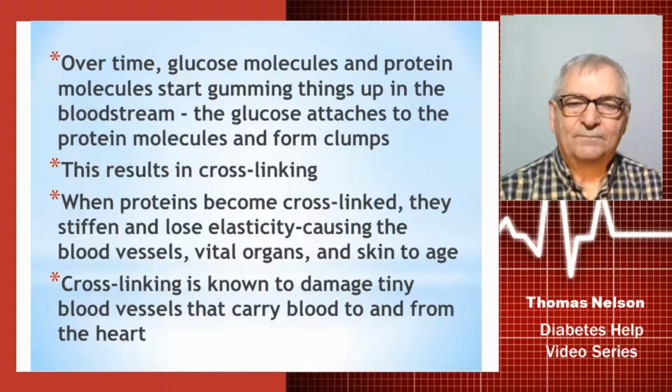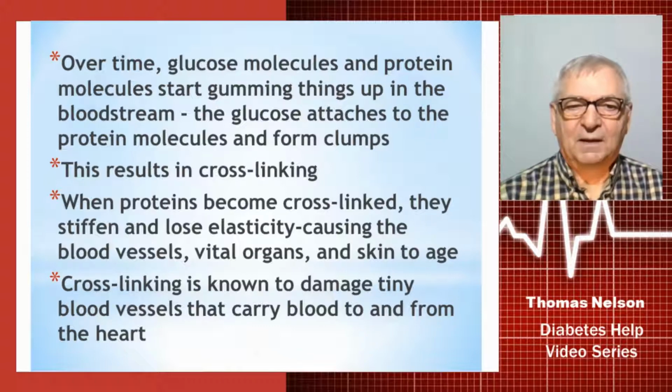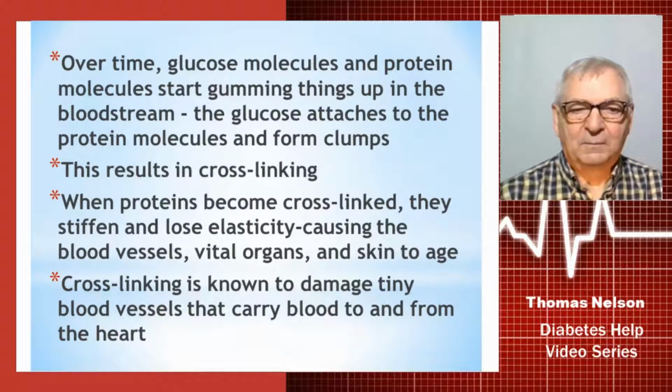So over time, glucose molecules and protein molecules start gumming things up in your bloodstream, and the glucose attaches to the protein molecules and they form clumps. The result is called cross-linking. When proteins become cross-linked, they stiffen, they lose their elasticity. That causes your blood vessels, your vital organs, and your skin to age prematurely. Cross-linking is also known to damage the very tiny blood vessels, the capillaries, that carry blood to and from the heart, which are extremely important.